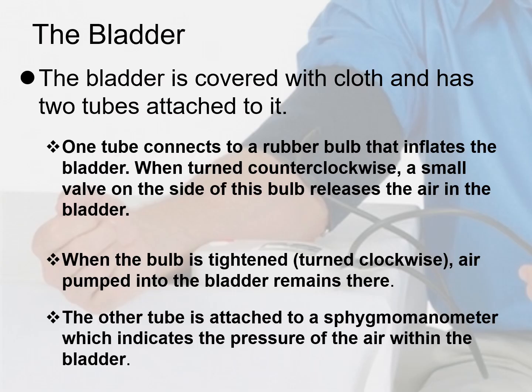So talking more about the bladder, it is covered with cloth and has 2 tubes attached to it. One tube connects to a rubber bulb that inflates the bladder. When turned counterclockwise, a small valve in the side of this bulb releases the air in the bladder. When the bulb is tightened, air pumped into the bladder remains there. The other tube is attached to a sphygmomanometer, which indicates the pressure of the air within the bladder.